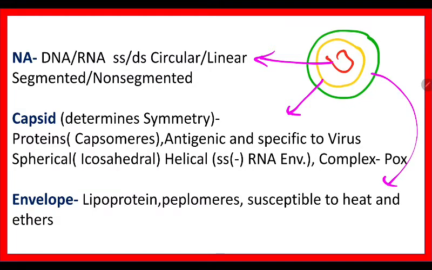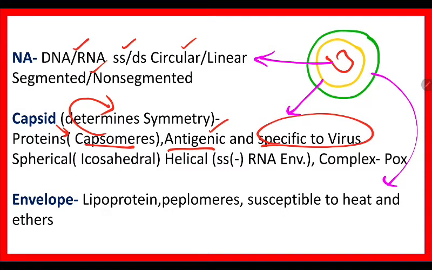Now, when we are describing the nucleic acid, it could be of DNA or RNA type, single or double stranded, circular or linear in shape, segmented or non-segmented. Coming to capsid, basically capsids are proteins. The protein unit is called capsomeres. The arrangement of capsomeres determines the symmetry. Now, as these are protein in nature, they are antigenic to the host and they are specific to viruses.